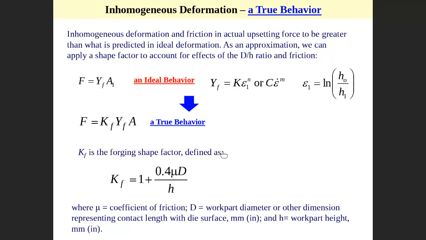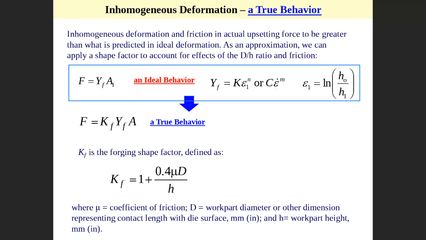How does this affect the force? Initially, in the ideal case, as we always do, we start with a simple case and then add additional parameters. In the ideal case, F equals Y bar flow multiplied by area, or Y flow multiplied by area. Y flow equals K epsilon^n or C epsilon dot^m, and epsilon dot equals, as you know, v divided by h1.